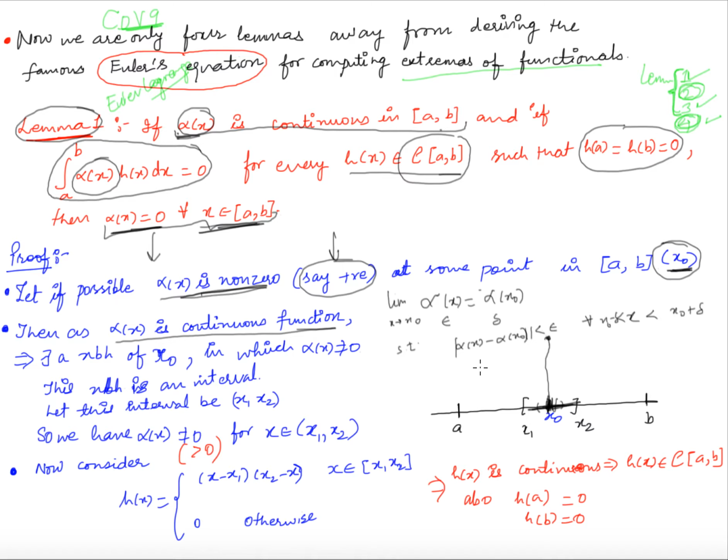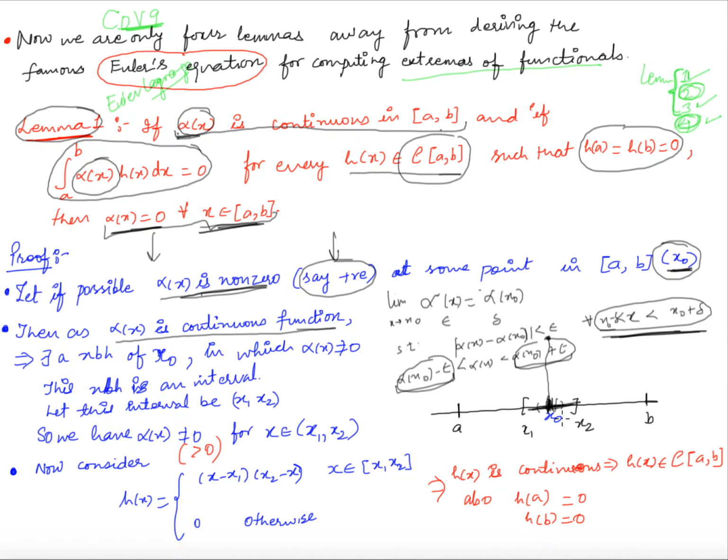Okay, so it means that alpha of x lies between alpha of x naught plus epsilon and alpha of x naught minus epsilon for this interval, right? And now you choose your epsilon such that this is positive and this is positive. Your epsilon can be as small as you want, so you can choose it such that this quantity is positive, then of course this is positive, right? So you found an interval in which your function is positive. This is because of continuity.